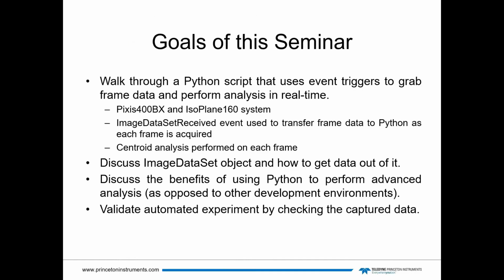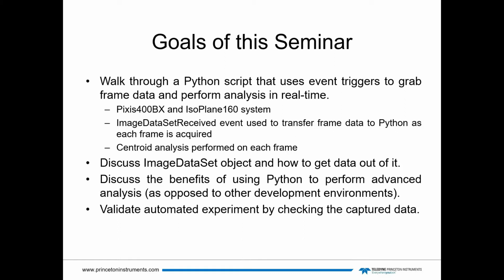So what we're going to do here, we're going to walk through a Python script that uses event triggers to grab frame data and perform analysis in real time. So again, you want to review the previous seminars just to get an idea of what an event is if you're not aware. So we're going to have a Pixis 400BX system and an IsoPlane 160 system in combination.